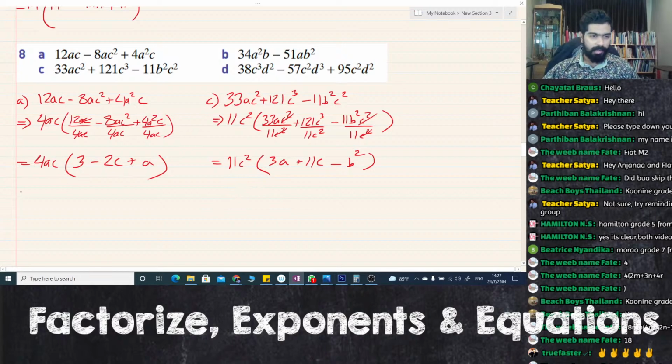Now let's go ahead and solve question D. All right, so we have 38C cube D square minus 57C square D cube plus 95C square D square.